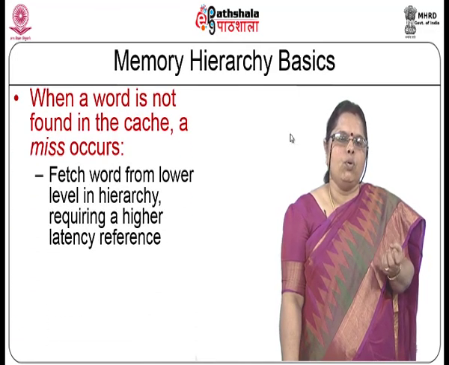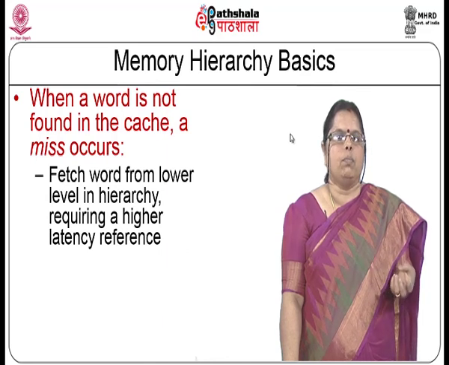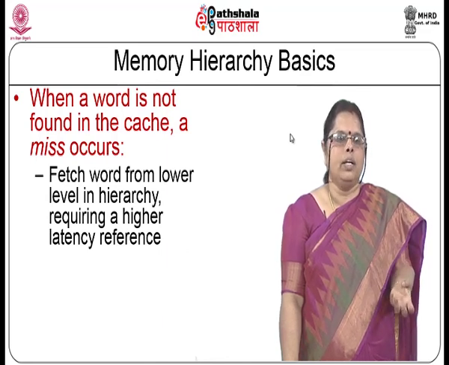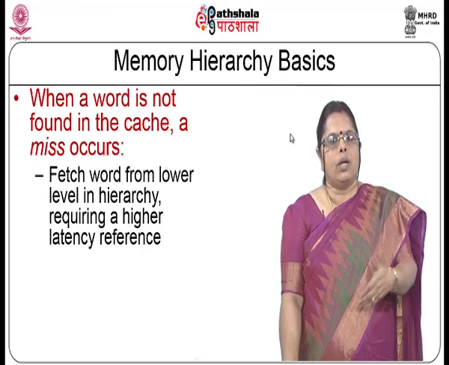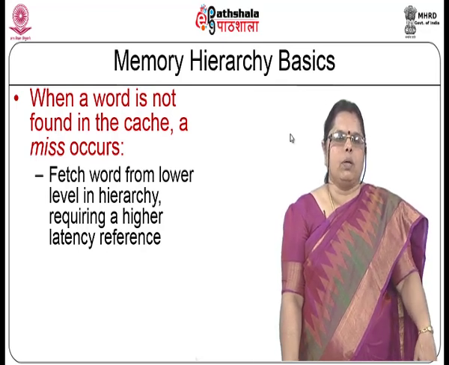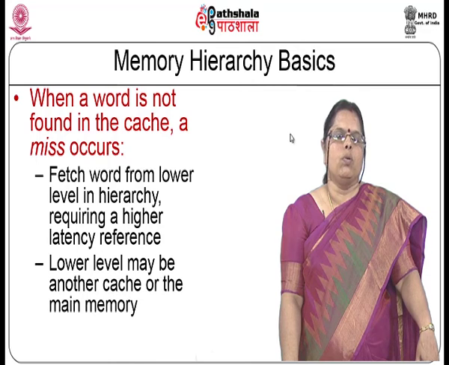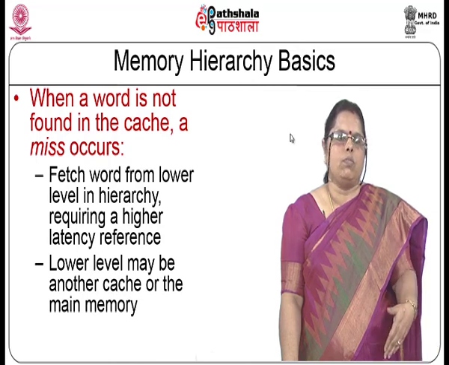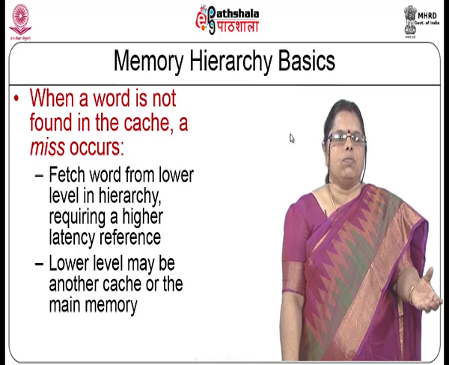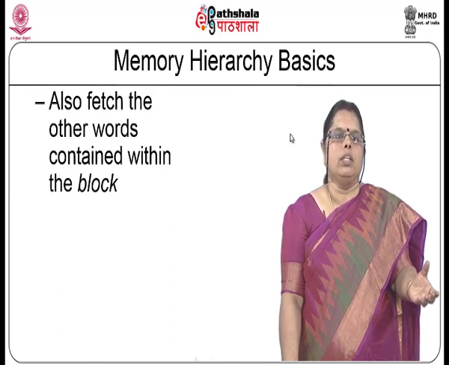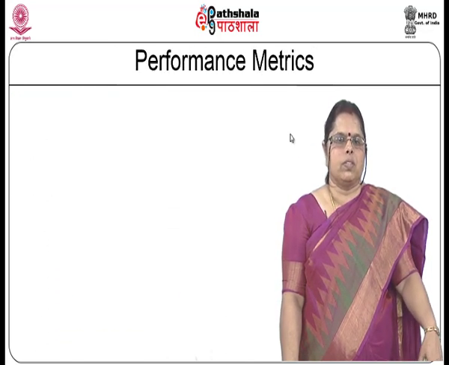So, if you find a word in a particular level of memory, it is called a hit. If it is not available in that particular level of memory, it is a miss. For example, if you look at a word in a cache and you find it, it is a hit, otherwise it is a miss. If it is a miss, then you try to access the word from the next level of memory, and when you access it from the next level, you do not bring in that word alone. Along with that, you bring in a block of data, so that you are trying to exploit the spatial locality of reference.